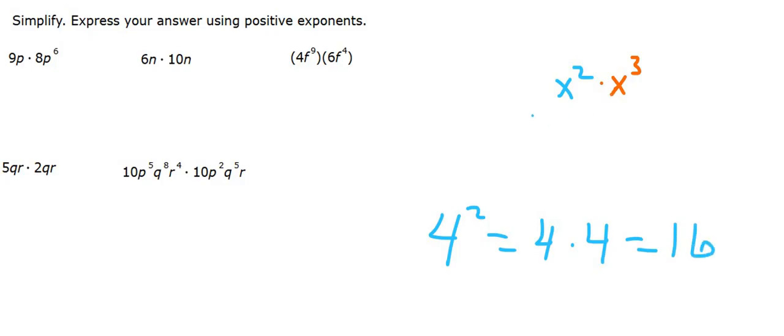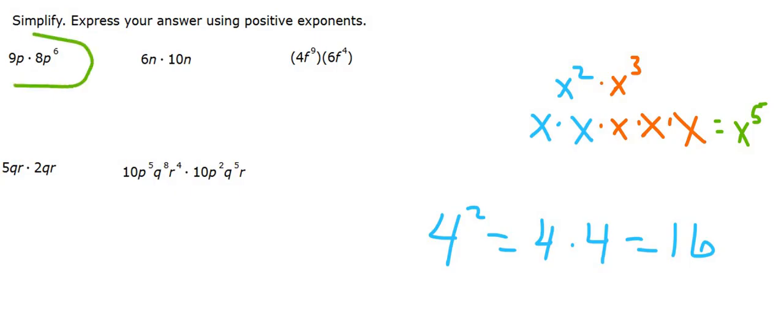So when we have x squared, that means x times x. And then when we have x to the third power, that means x times x times x. We have 5 x's there, so this would just simplify to be x to the fifth power. The shortcut, though, is just to add the exponents, but I wanted to show you what's actually happening.